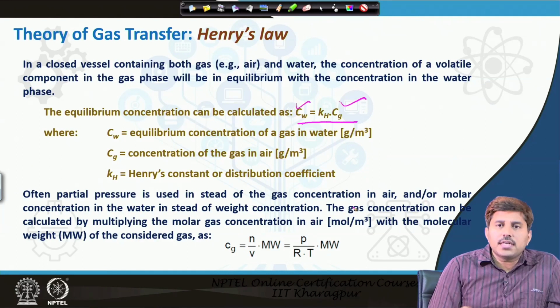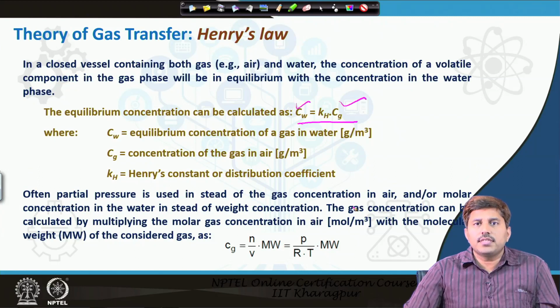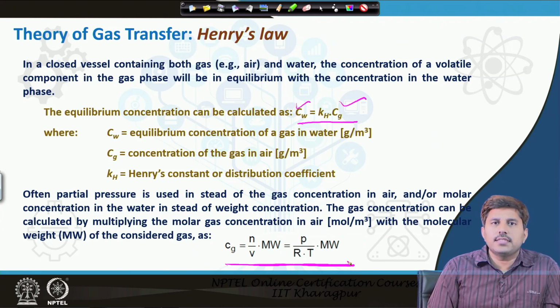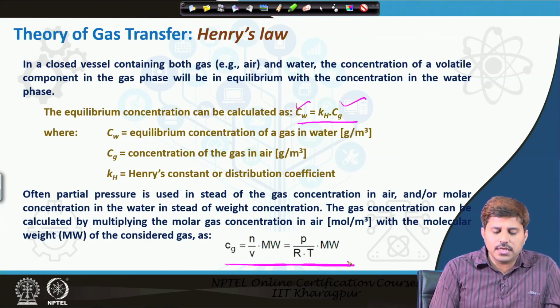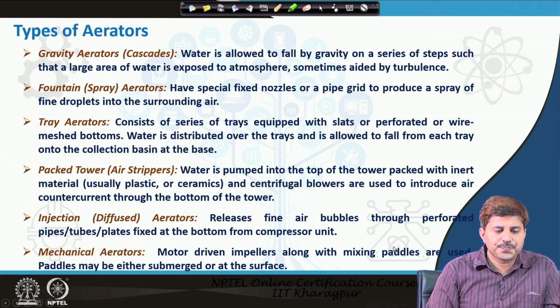It is often partial pressure which is used instead of gas concentration, because estimating the concentration of gas in the air is difficult. So, generally we go for the partial pressure estimation. Okay. And in water we can go for molar concentration instead of the weight concentration. So, practically we can use this equation where Cg is basically the number of moles divided by volume into the molecular weight. So, this way we can estimate the partial pressure in the gas.